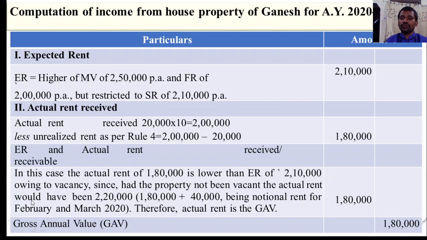Even if there is no vacancy and unrealized rent, the actual rent would be 2,20,000. But 1,80,000 plus 40,000 being the notional rent for February and March. Therefore, actual rent is the gross annual value.